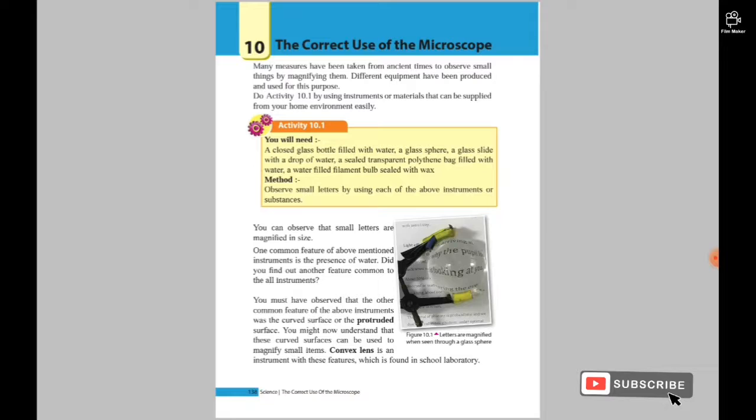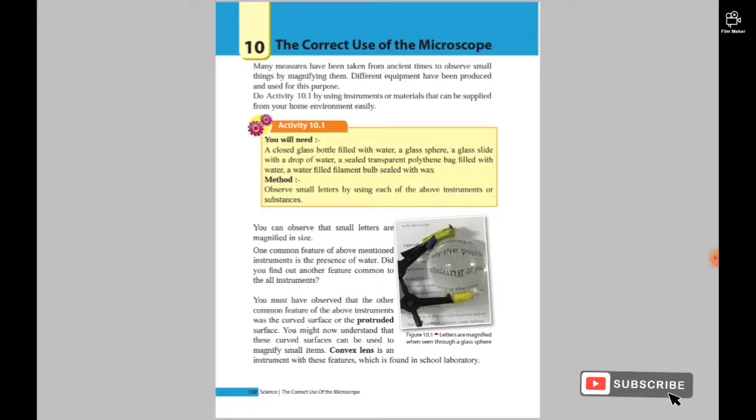So many measures have been taken from ancient times to observe small things by magnifying them. Different equipment have been produced and used for this purpose. Do activity 10.1, by using instruments or materials that can be supplied from your home environment easily. So in here they are saying that in the past, those who lived in the past used many measures to observe small things by magnifying them, and then different equipment were produced for this.